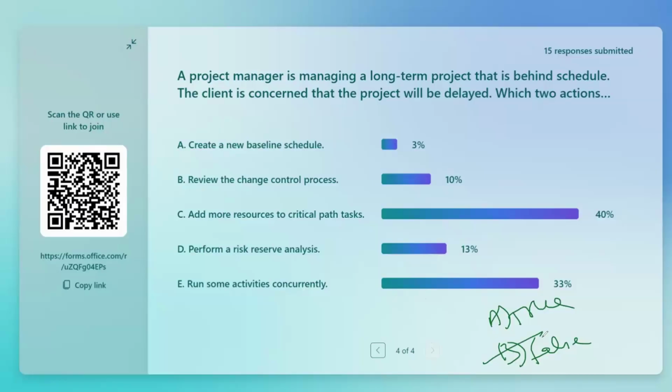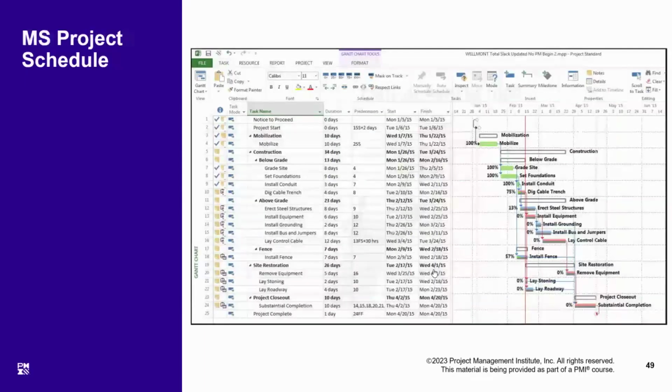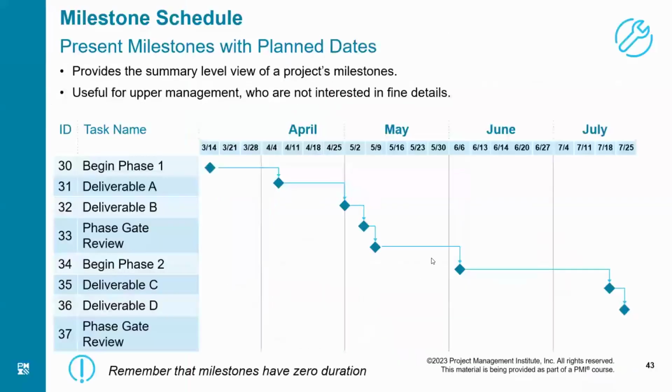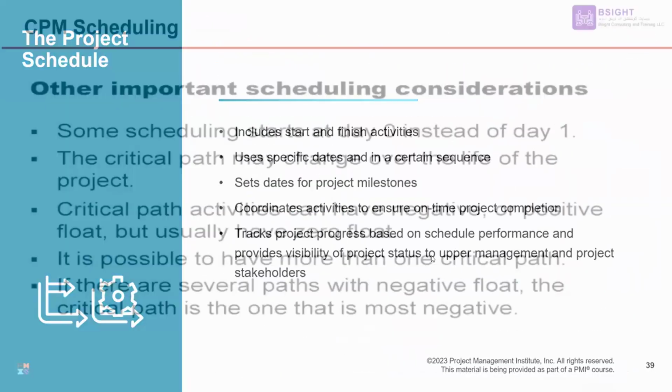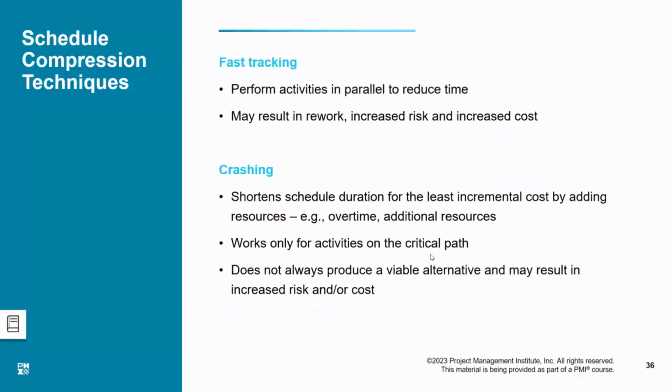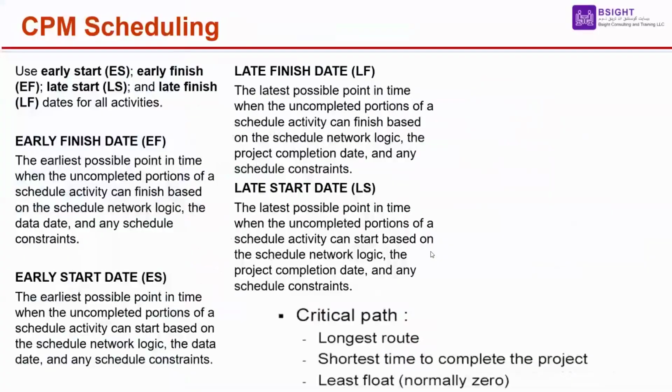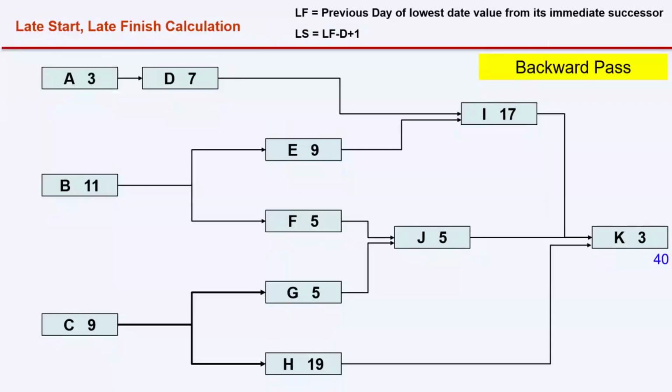Next question. Crashing and fast tracking should be done only on critical activities. Is it true or false? A, true, B, false. Crashing and fast tracking should be done only on critical activities is a true statement. What is the objective of crashing and fast tracking? The objective of crashing and fast tracking is to reduce the overall duration of the project, right? Overall duration of the project is calculated by the critical path, right?